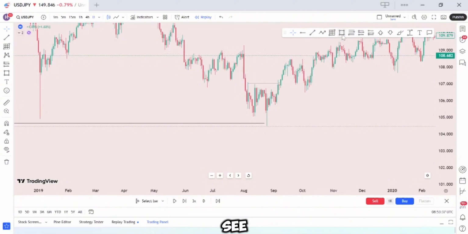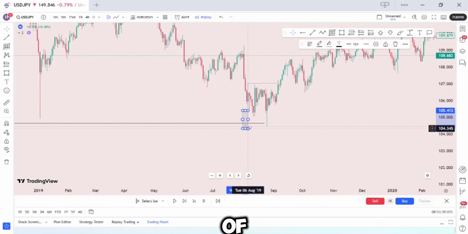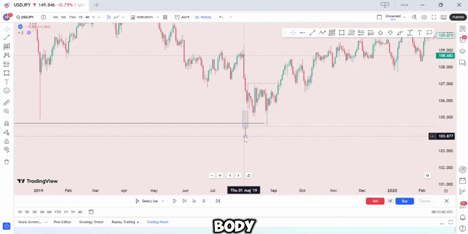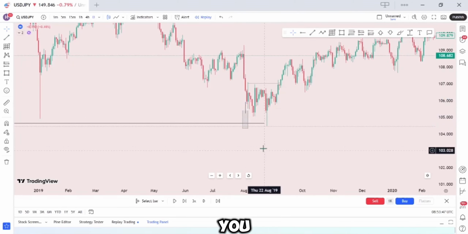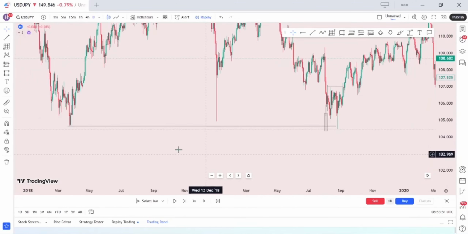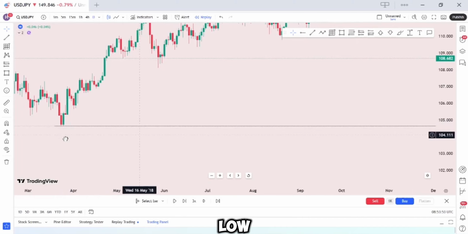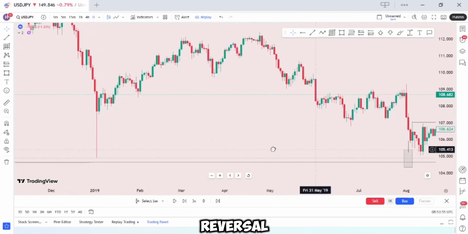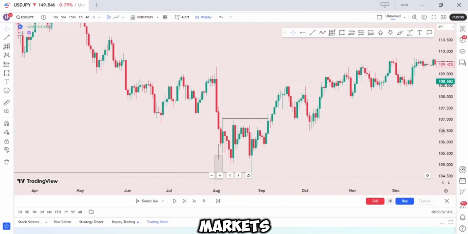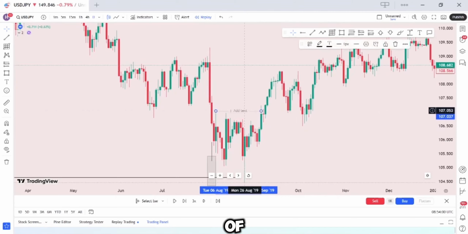We do not want to see a body close of a wick, of a candle. We do not want to see a body close, something like this. We want to see a wick that swept the liquidity of the previous low. So this signifies a reversal of the markets, and you also have to wait for a change of character.